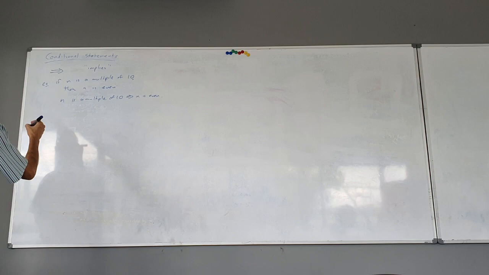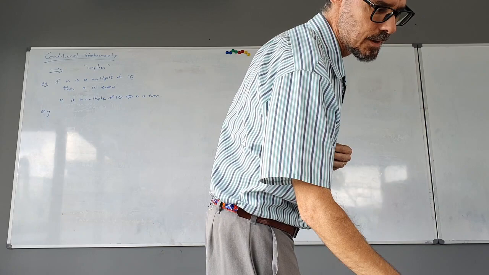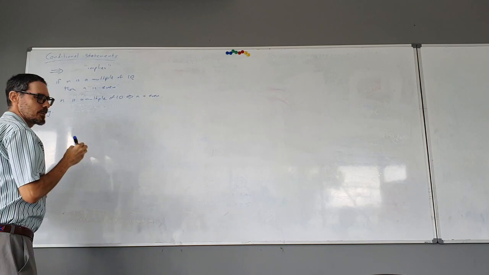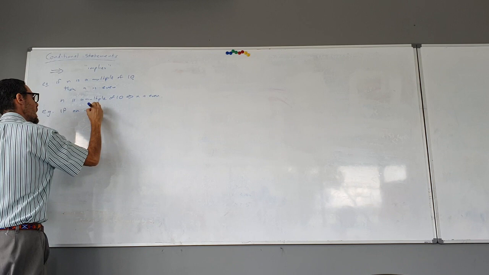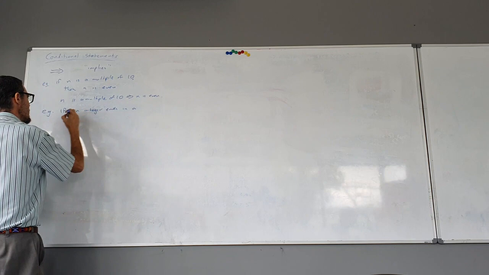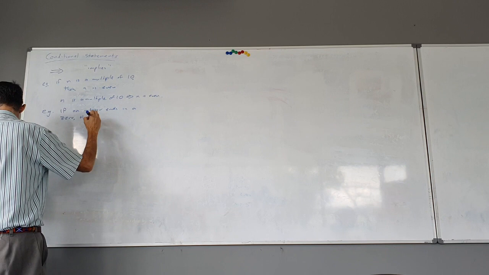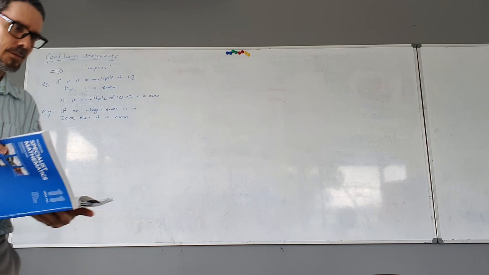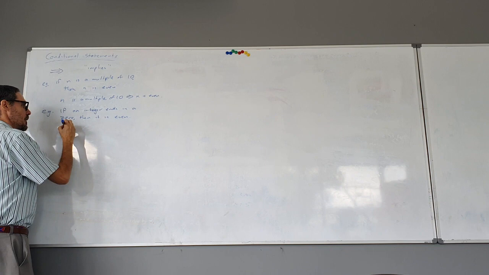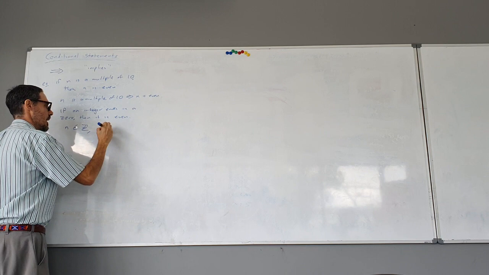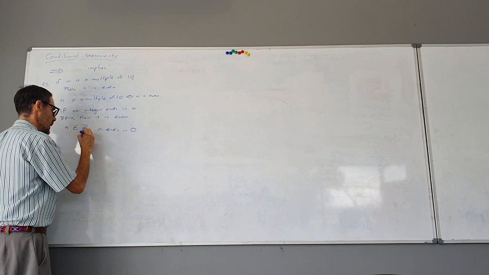Try a few more. I might as well use the ones in there because they're good. If an integer ends in a zero, then it is even. So you might go, N is an integer and N ends in zero implies N is even. I'll turn it into maths.